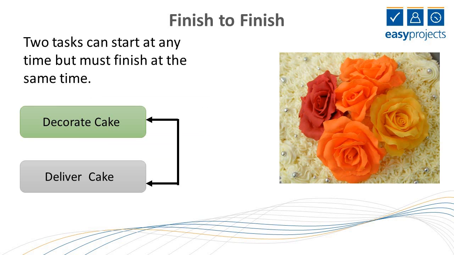Finally, we have finish to finish. Finish to finish simply means that two tasks must finish at the same time. With the cake that we're baking, let's say that there are some unique fondant roses and flowers that need to be added at the same time that the cake is delivered, so that they're not destroyed during the delivery process. This would be completed simultaneously, making this a finish-to-finish dependency.